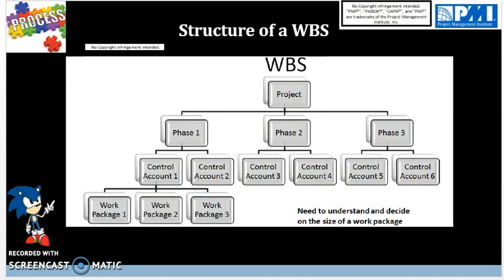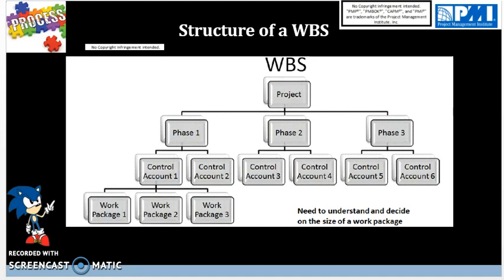So you can see here that the work package is the lowest level, and the control account encompasses that, which then ties up to each phase or subdivision of the project. So work package is the lowest level. Then you have control account, which encompasses the overall budget and schedule, and then goes into the phase.